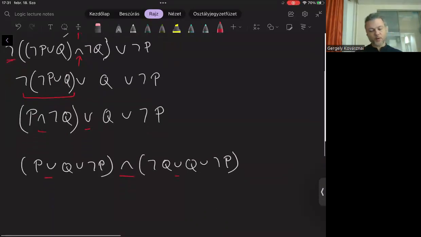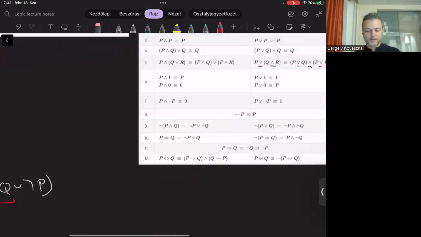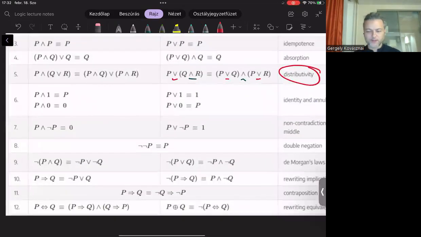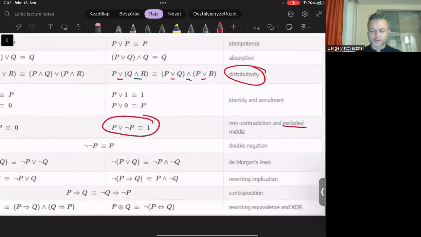Okay, how to continue? Well, now everything seems quite promising because inside those parentheses, we can actually find contradictory pairs of formulas. Let me show you what I'm talking about. Let me start with these guys. So now we have not Q or Q. And there is a law for such situations. Here you can see it. This is called the law of excluded middle.